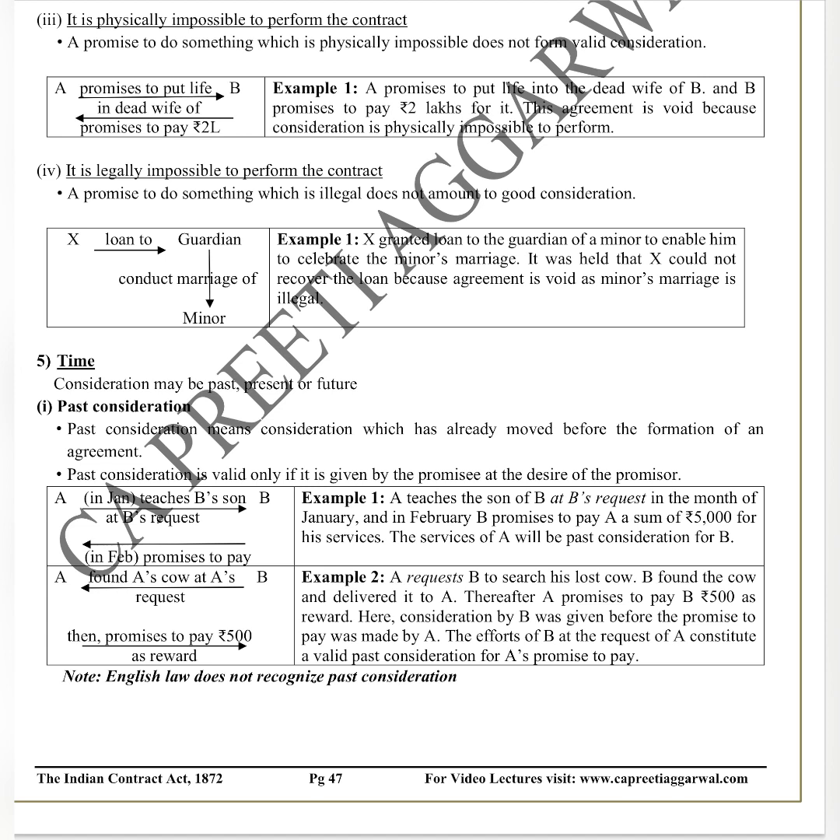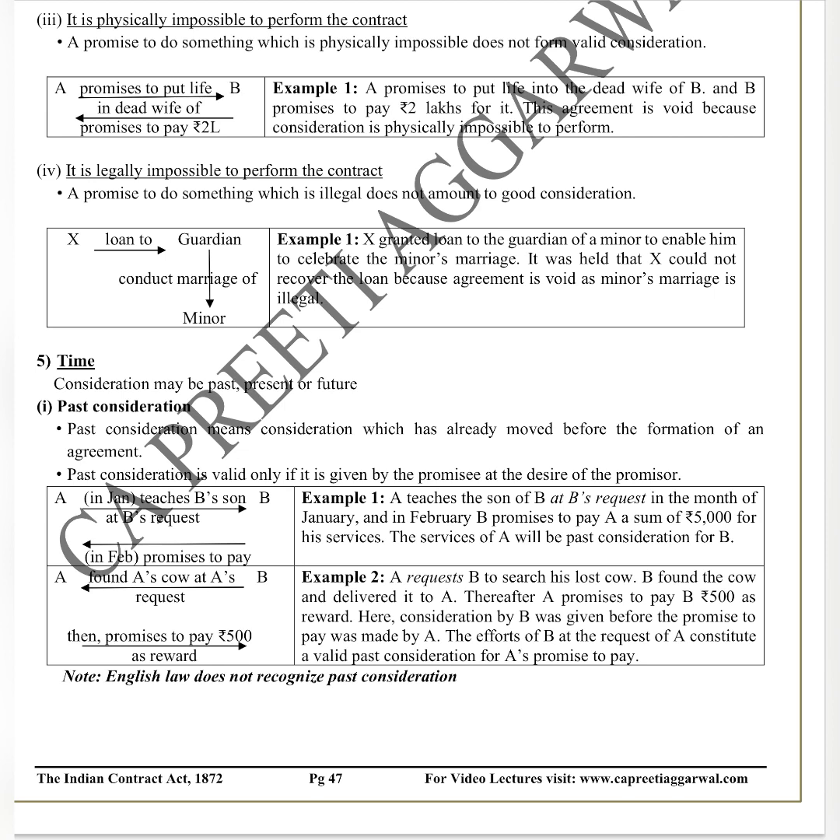So A promises to put life in the dead wife of B, and B promises to pay rupees 2 lakh. What is the consideration for A? 2 lakh rupees. And what is the consideration for B? His wife. Yes. So in this case, although there seems to be consideration, but is it valid consideration? Is it really? Is it physically possible? No, it's not a valid contract.